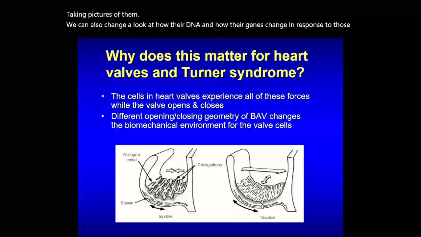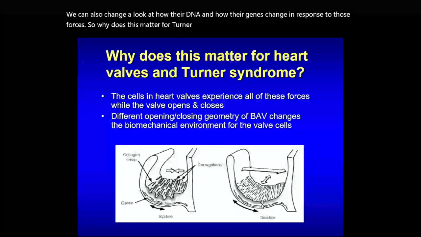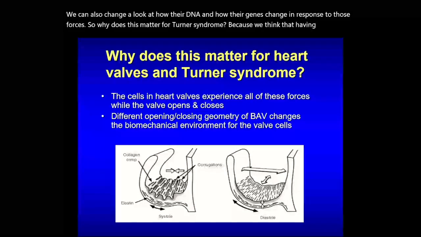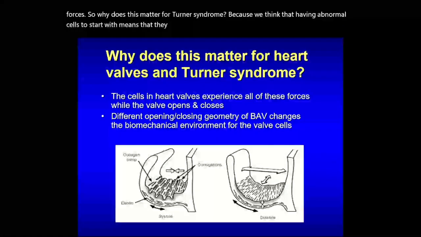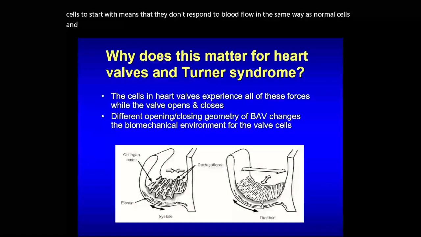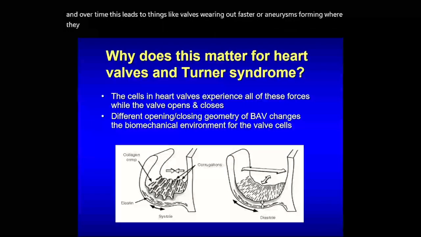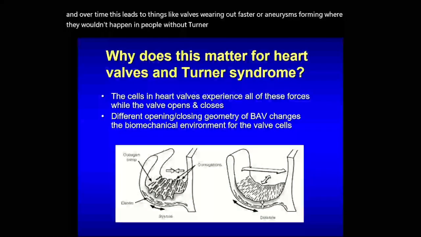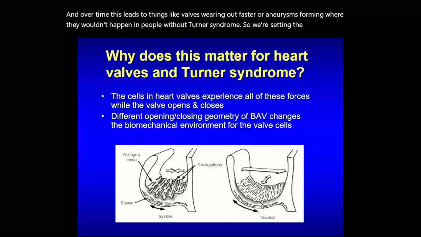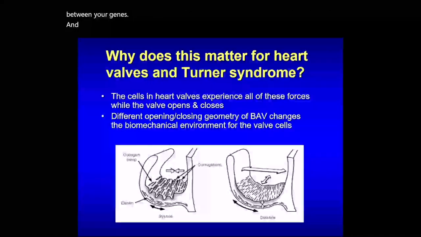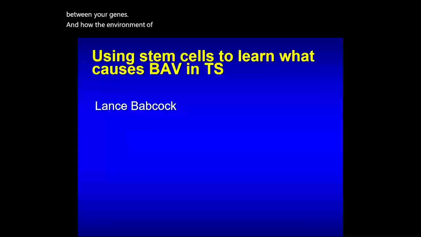So why does this matter for Turner syndrome? Because we think that having abnormal cells to start with means that they don't respond to blood flow in the same way as normal cells. And over time, this leads to things like valves wearing out faster or aneurysms forming, where they wouldn't happen in people without Turner syndrome. So we're studying the interaction between your genes and how the environment of your heart functions.